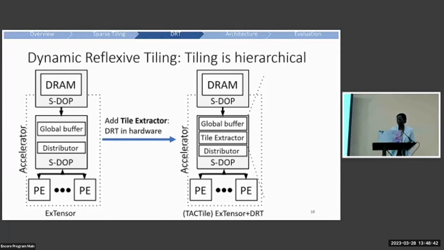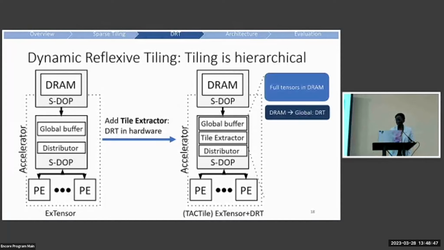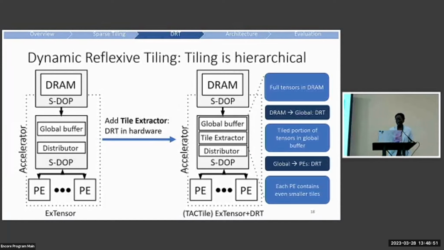And this tiling can also be applied hierarchically, such that DRT tiles between DRAM and the global buffer, then between the global buffer and the PEs, distributing the tiles.